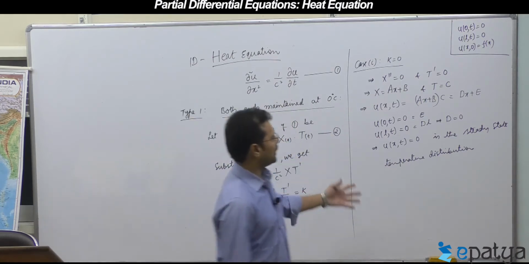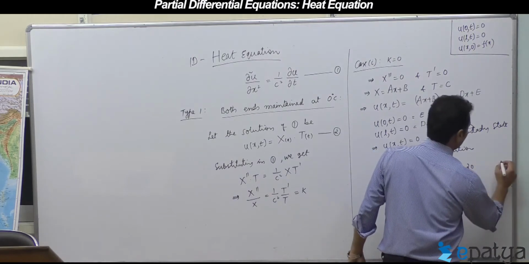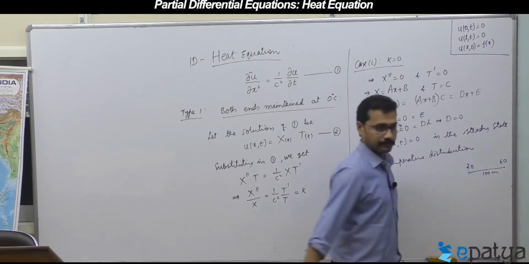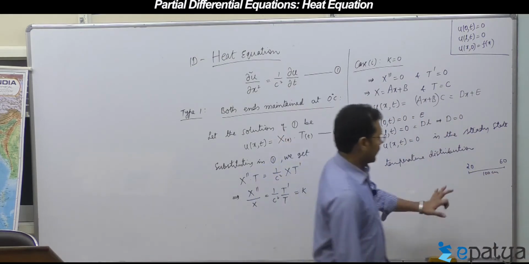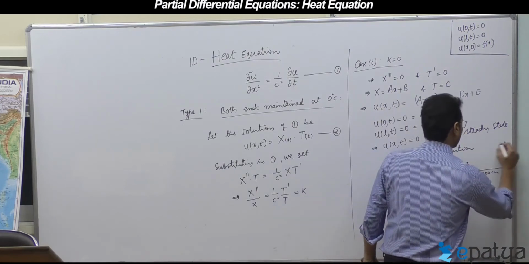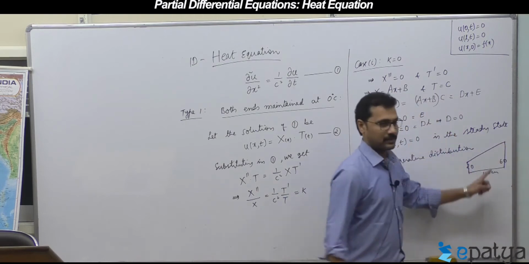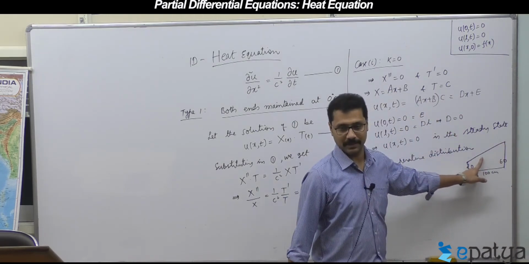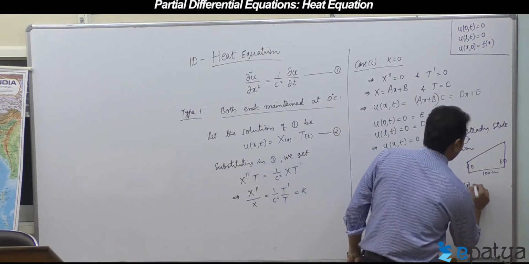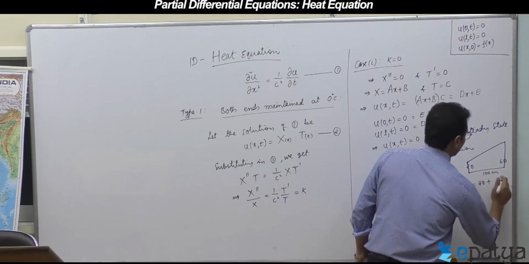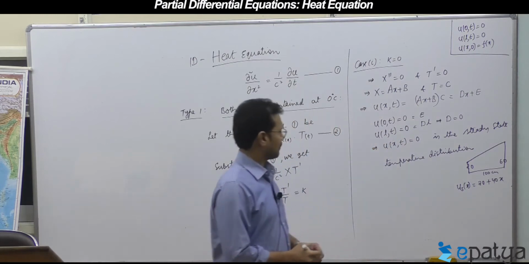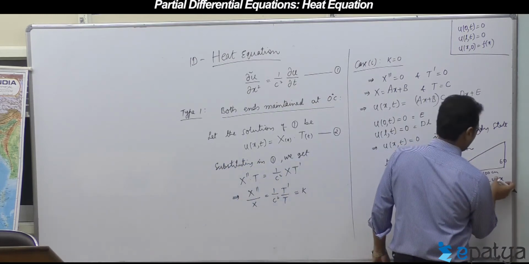Okay? Suppose if I maintain 20 here and 60 here, the length of the rod is 100 centimeters suppose. Okay? At the steady state, what should happen? 20 here, 60 here. Since it's a homogeneous body, I should have a straight line which represents something like y equal to mx plus c. Okay? So it should be something like u s of x I will get, which would be 20 plus 4x.